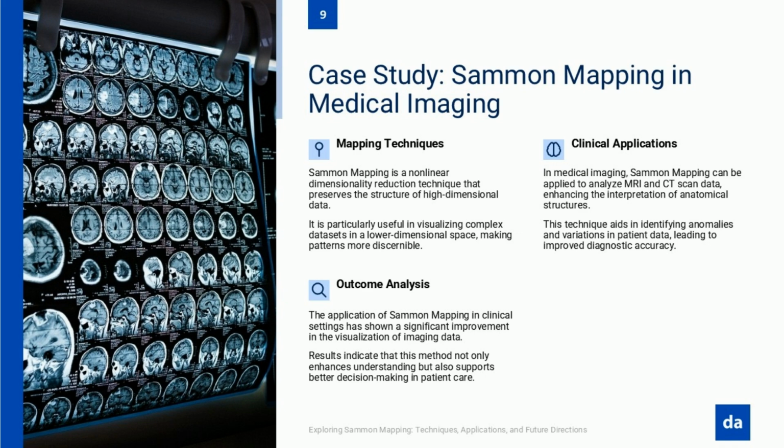Sammon mapping has been used in MRI and CT scan analysis to reduce dimensionality while preserving the spatial distance between critical regions of interest. For example, researchers analyzing brain scans can use Sammon mapping to detect patterns related to neurological disorders. By reducing the complexity of the data without losing essential relationships, it becomes easier to distinguish between normal and abnormal brain structures, helping in early detection of diseases like Alzheimer's and Parkinson's.